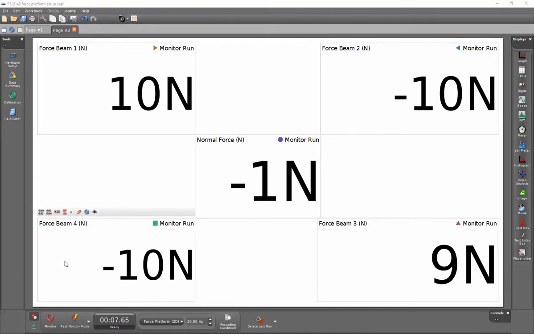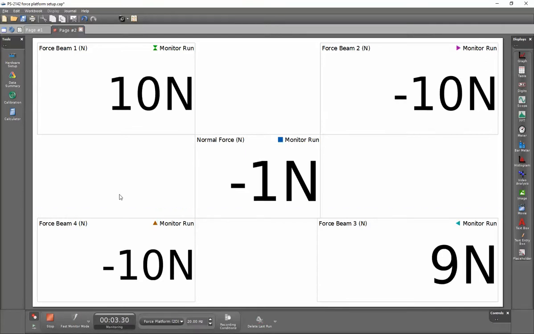To make sure that I'm not generating too large a file, instead of selecting continuous mode, for which Capstone will default to, I've instead selected fast monitor mode. This will provide me with updated data from each of the load cells, but will not record the data on the force platform. So what I'm going to do now is press the monitor button.